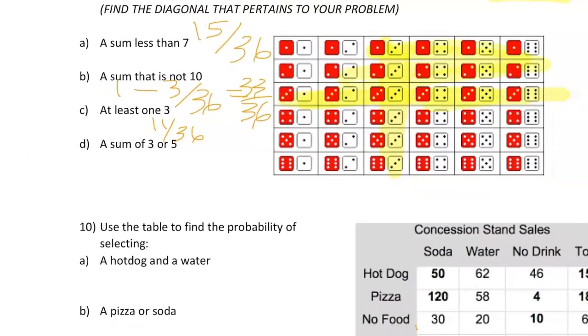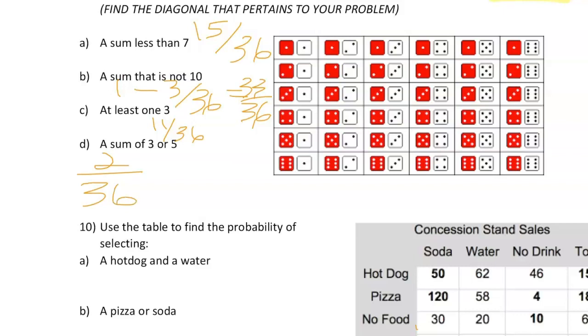So let me erase what I have here. Get rid of all of this. Okay, so let's look for a sum of 3. It looks like these are the only ways I can get a sum of 3. So that's going to be 2 right here. So that's going to be 2 out of 36.